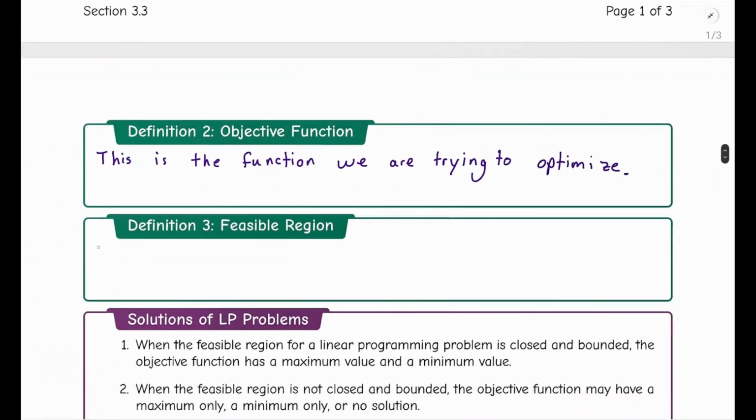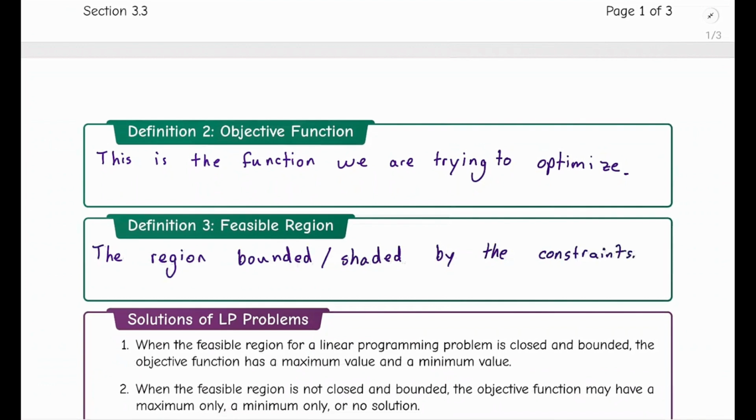The feasible region is the region bounded/shaded by the constraints. The corners of the feasible region are called vertices.